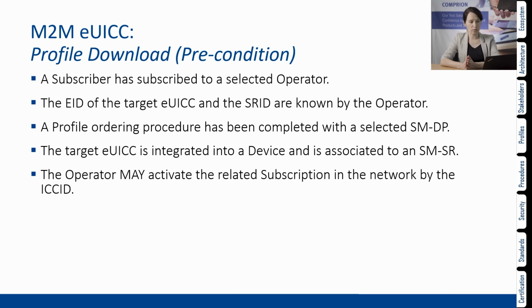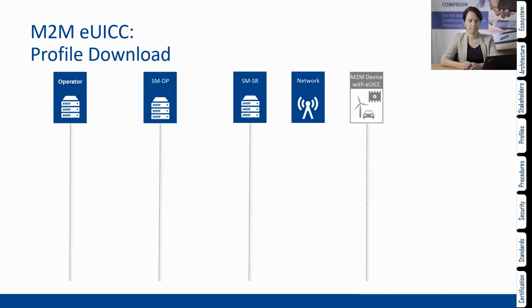A profile ordering procedure has been completed with a selected SM-DP. So the profile needs to be ordered. And the target eUICC is integrated into a device and is associated to an SM-SR, so the registering information has already been performed. Alternatively, the operator may activate the related subscription in the network by the ICCID. ICCID, you remember, is the ID of the profile.